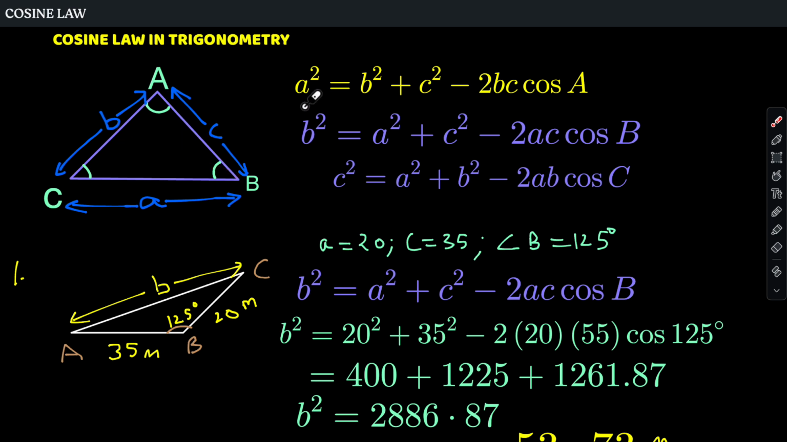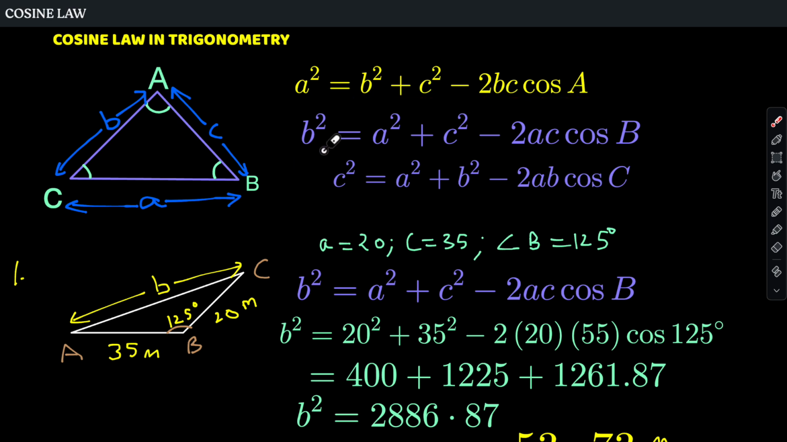Cosine law states that a square is equal to the sum of squares of the other two sides, b square plus c square, minus 2 times the product of the other two sides times the cosine of that angle for which we are finding the side. So a square is equal to b square plus c square minus 2bc cos A.